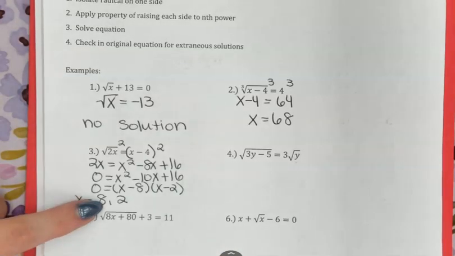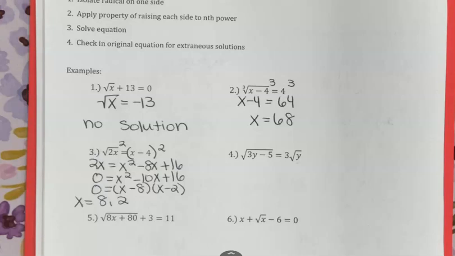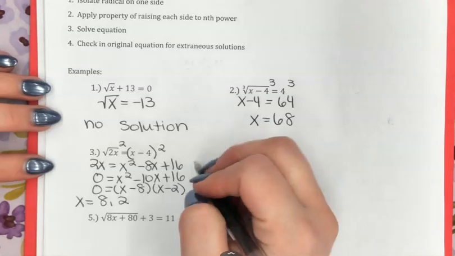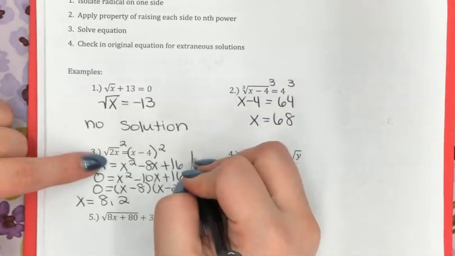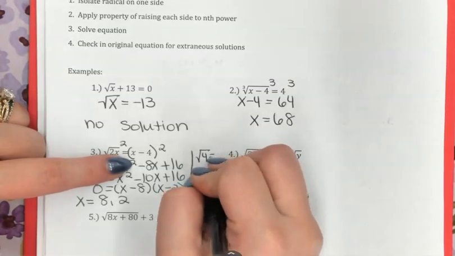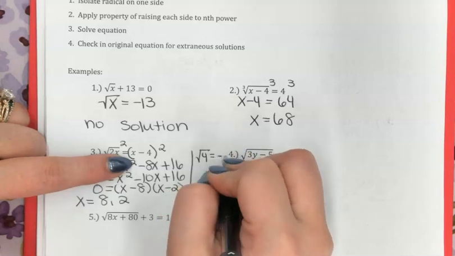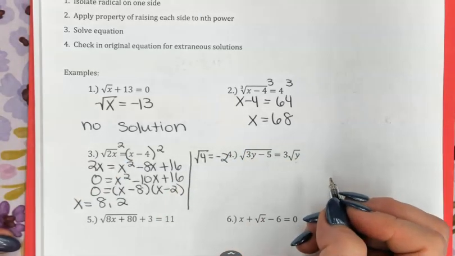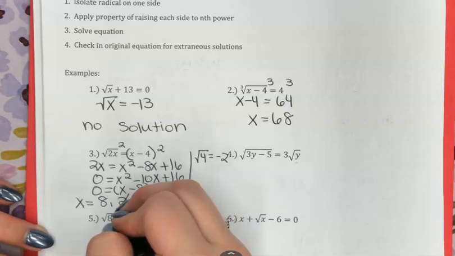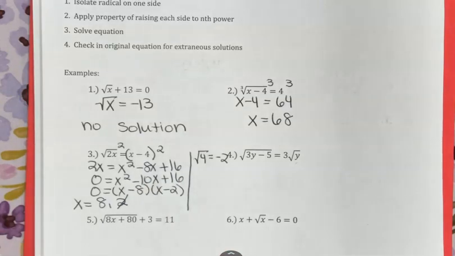Now if I plug 8 back into the original equation, everything checks out fine. But if I plug 2 into that original equation, what I'm going to get is that the square root of 4 is equal to negative 2, which does not work. So 2 is an extraneous solution, and you would just use 8.